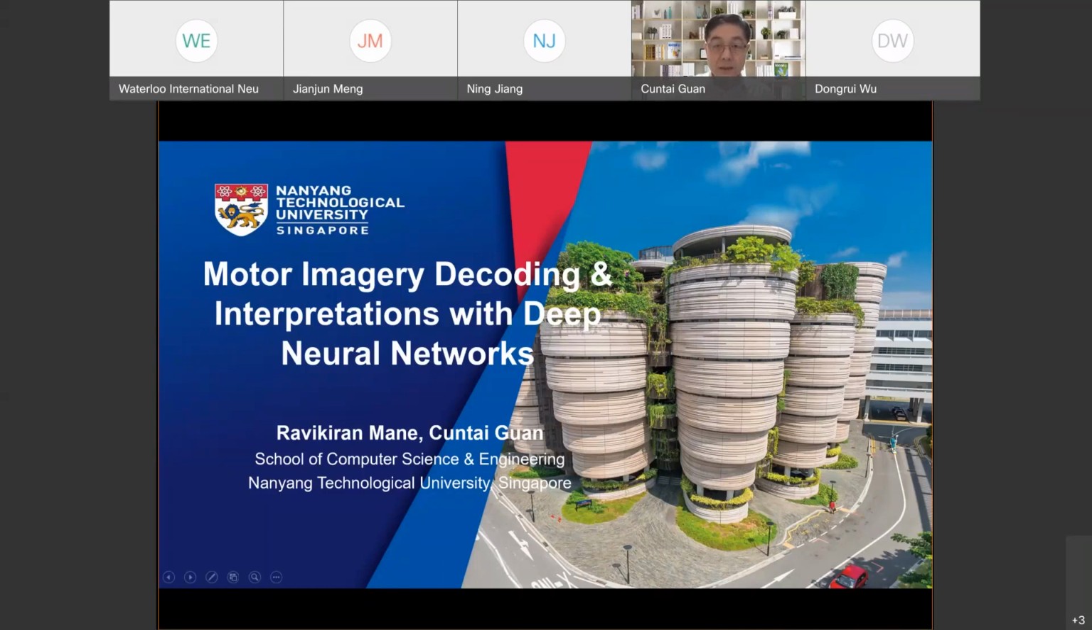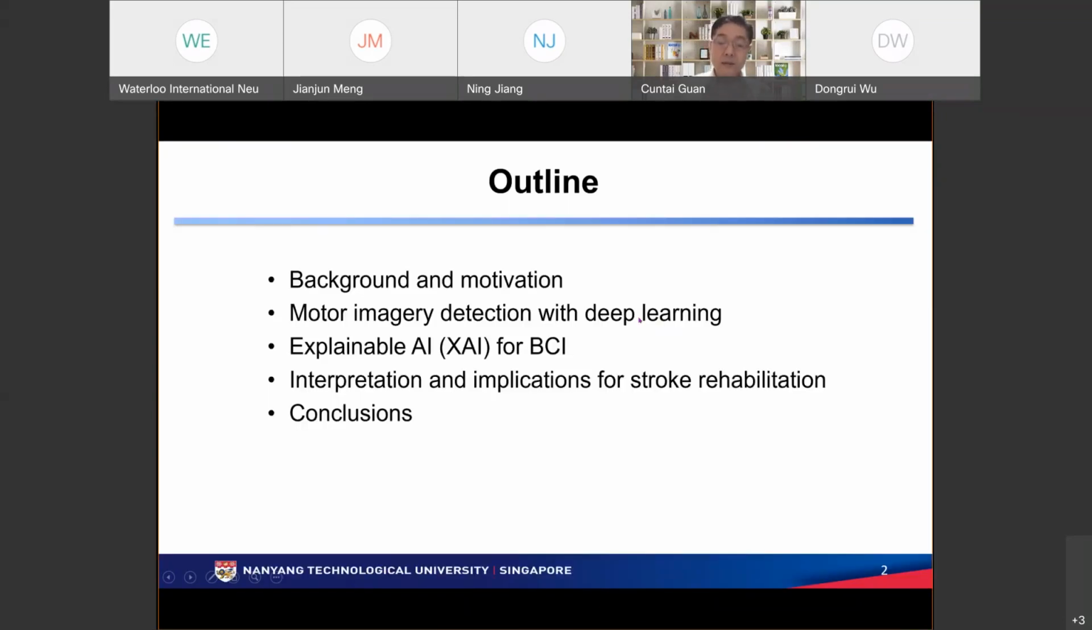The outline is like this: some background information on what we are doing. I also try to explain a few deep learning models which we are using for benchmarking, and some XAI techniques, which have now become more popular, and how to use them to interpret, and eventually improve the outcome of stroke rehabilitation for patients.